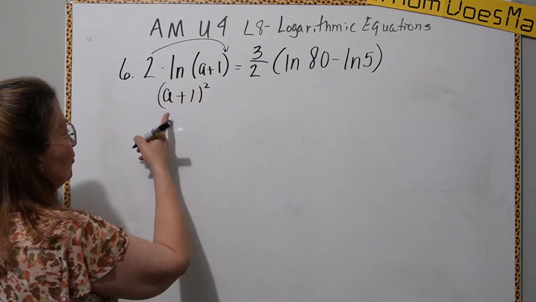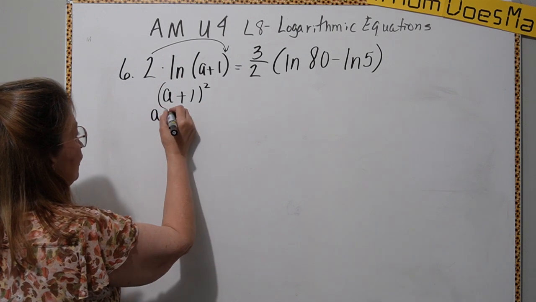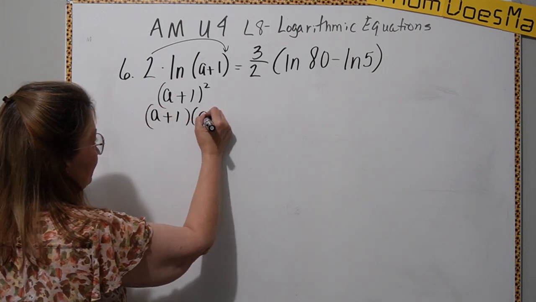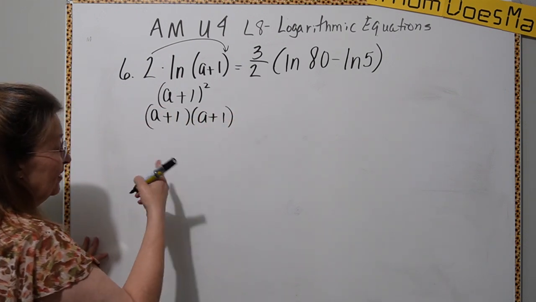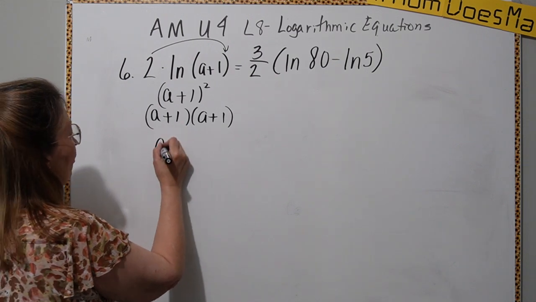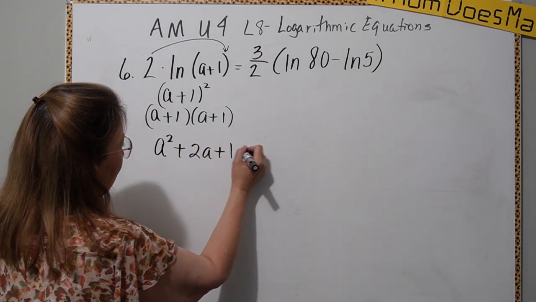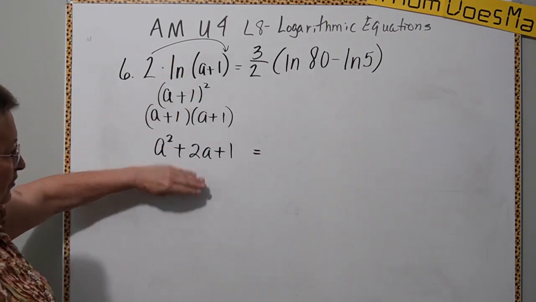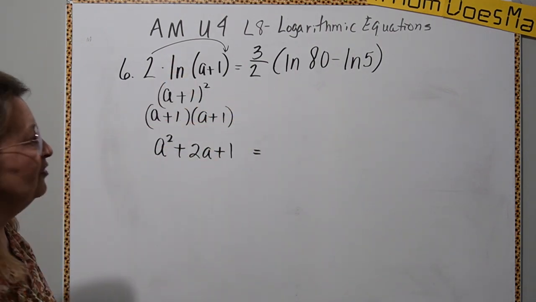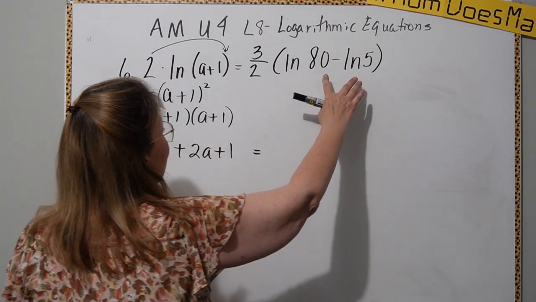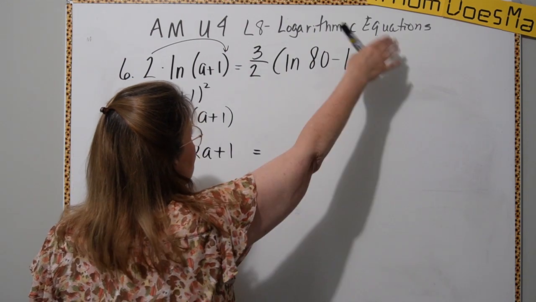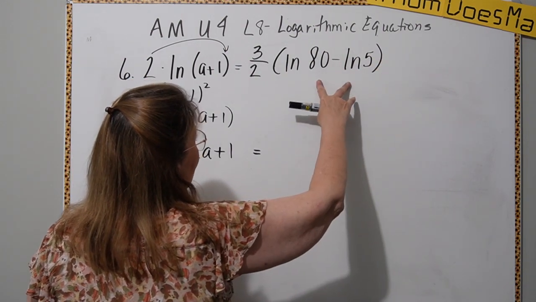Now, remember, when you square a binomial, you have to expand it. So what you're actually going to do is a plus 1 times itself. And then when you FOIL this, you're going to get a squared plus 2a plus 1. Okay? So we've got that side simplified. Now let's come over here. First, I'm going to go inside the parentheses, or you can swing it around first if you want to, but I'm going to simplify this.